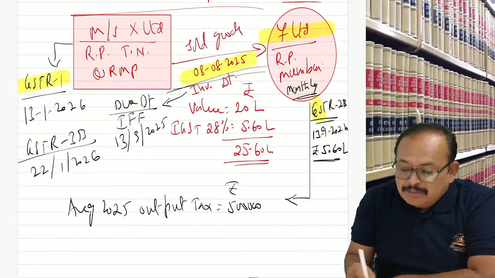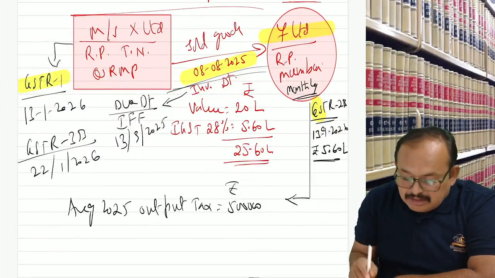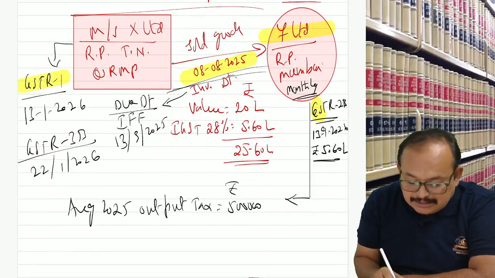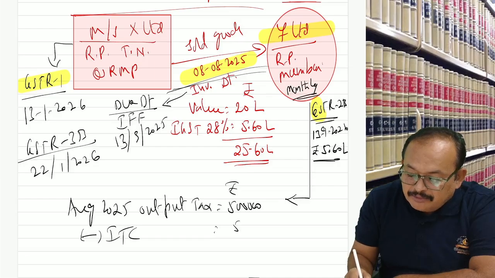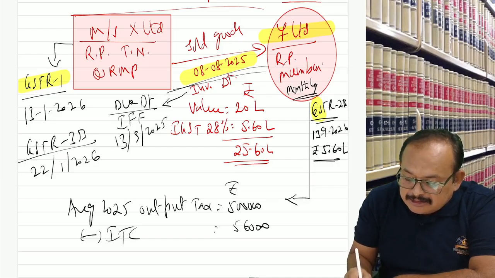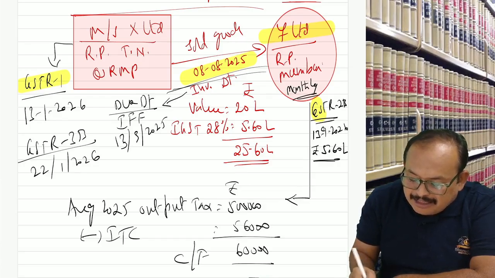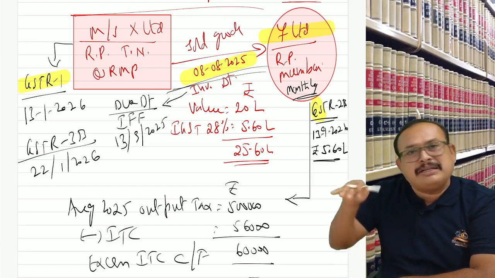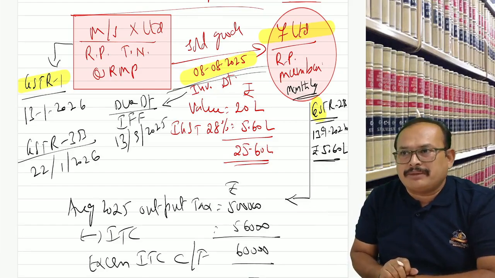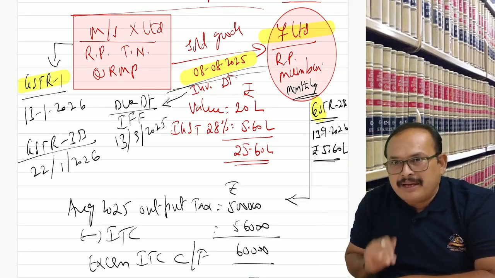Then for the month of August, this fellow is liable to pay how much? 5 lakhs. Can I use the ITC? How much? 5 lakh 60. Excess credit how much? Can be carried forward. Excess ITC can be carried forward to the next month, for the month of September. Is it clear? Are you happy or not?